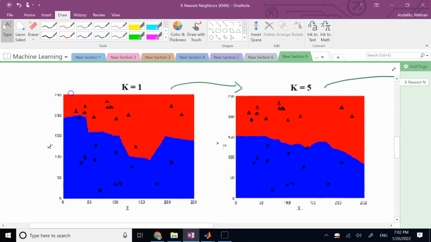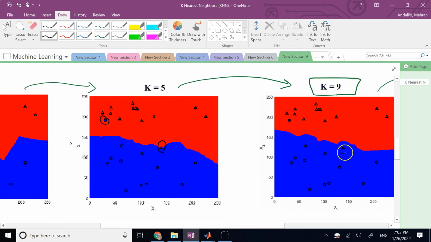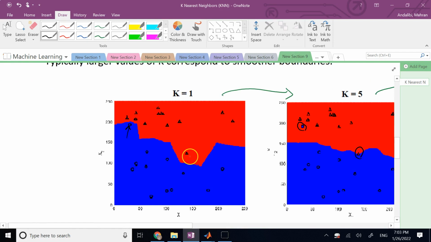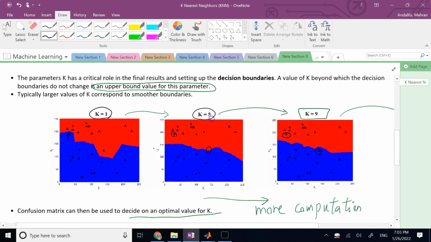If you look at these two data points here, this red triangle falls on the boundary, and this circle falls in the wrong region for K of 5. If you look at K of 9, definitely the triangle is in the wrong region and the circle is in the wrong region. For K of 1, they are in the right region. In other words, there is no misclassification for K of 1, but there is some misclassification for K of 5 and K of 9.